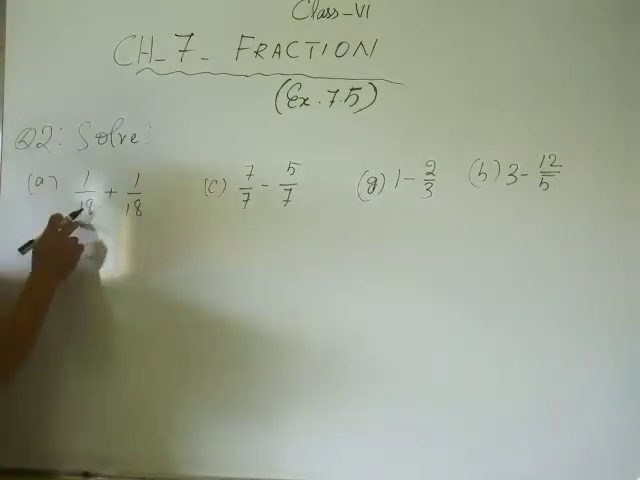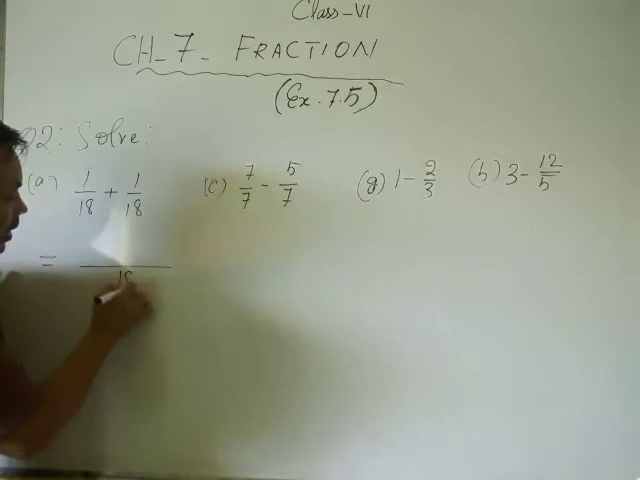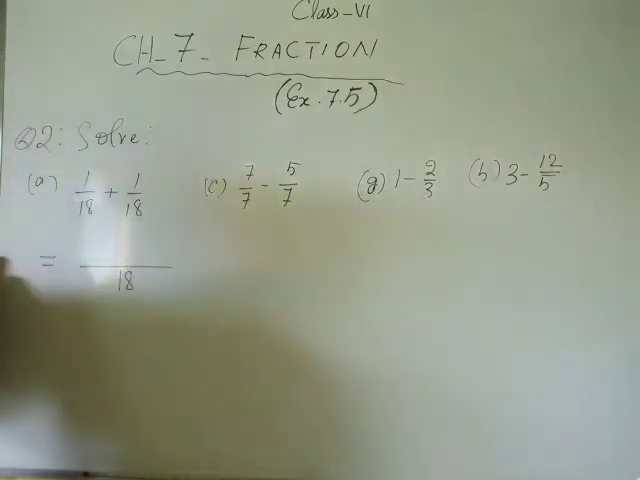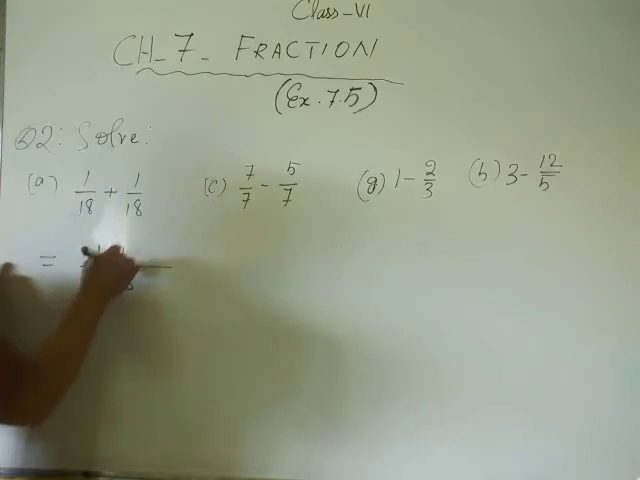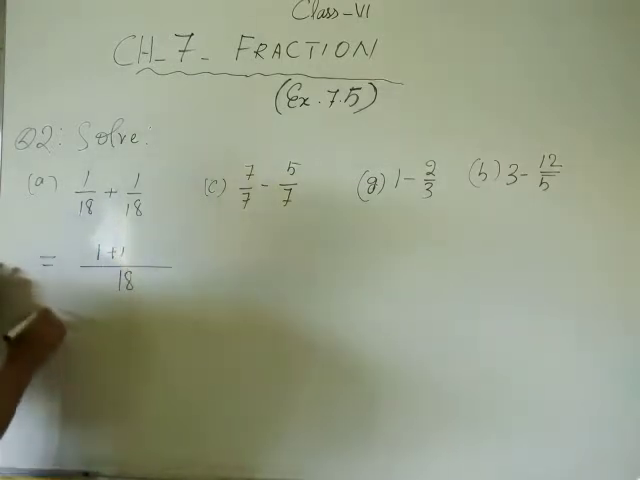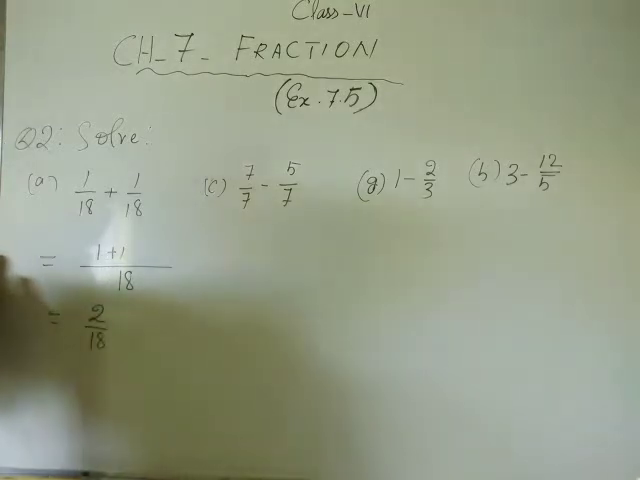1 by 18 plus 1 by 18. We can see here that the denominators are same. So what we have to do is that you take 18 as the common denominator. It is same like this. Clear? Then above is 1 plus 1. So write like this, and we get here 2 by 18. Then 1 plus 1 is 2 by 18.